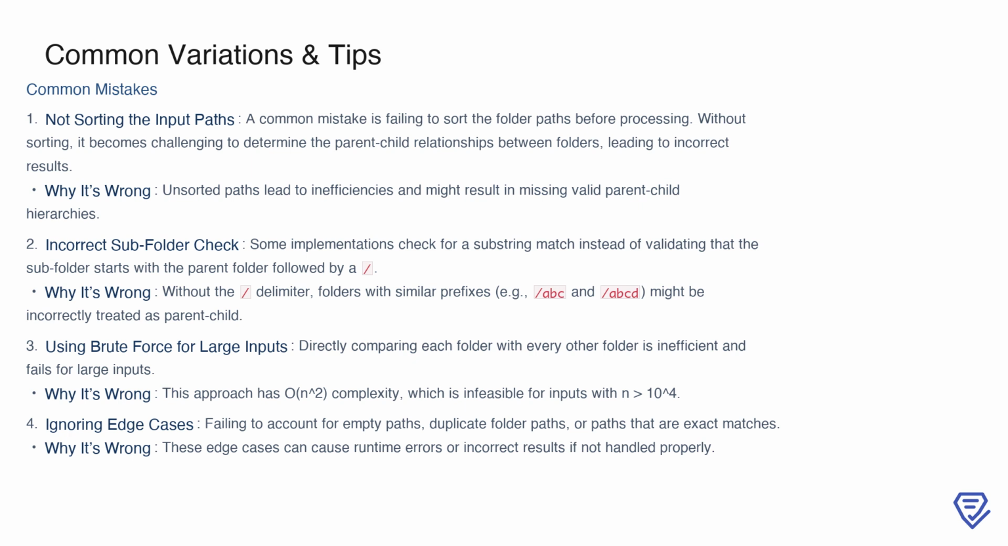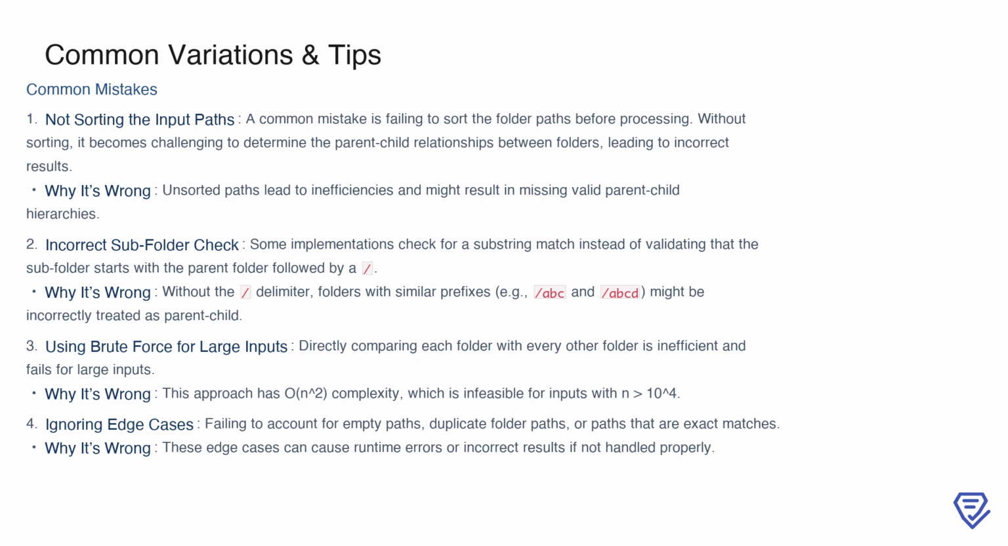Another mistake is performing an incorrect subfolder check. Some solutions simply look for a substring match, but this approach fails to validate parent-child relationships properly. A parent folder must be followed by a / for the child folder to be valid. For example, without this delimiter, folders like /abc and /abcd might be incorrectly considered as parent and child.